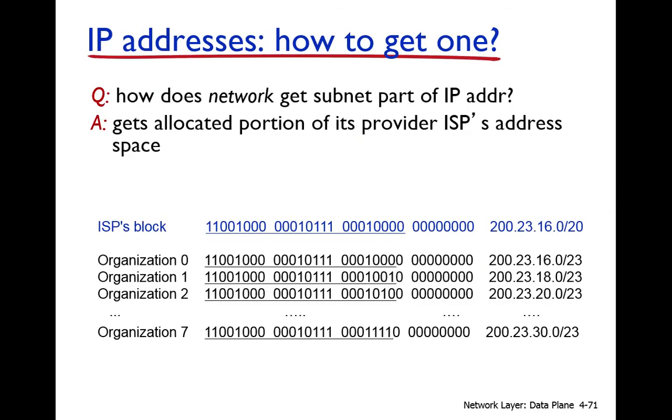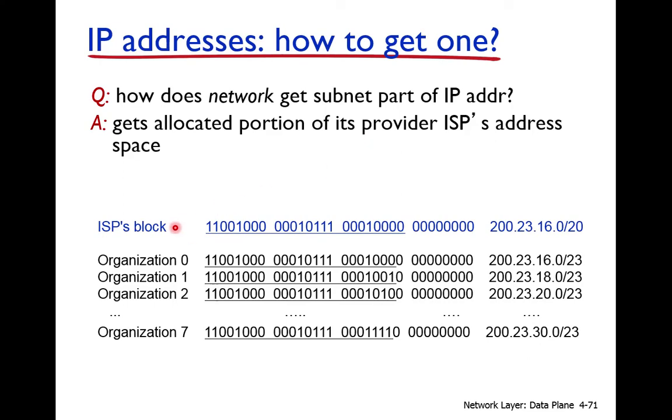Now we are going to discuss another important topic, how IP addresses are actually assigned worldwide. Basically we get the internet from ISPs. In this slide we are going to discuss how IP addresses are assigned worldwide. So the ISP gets an allocated portion of its IP address space.